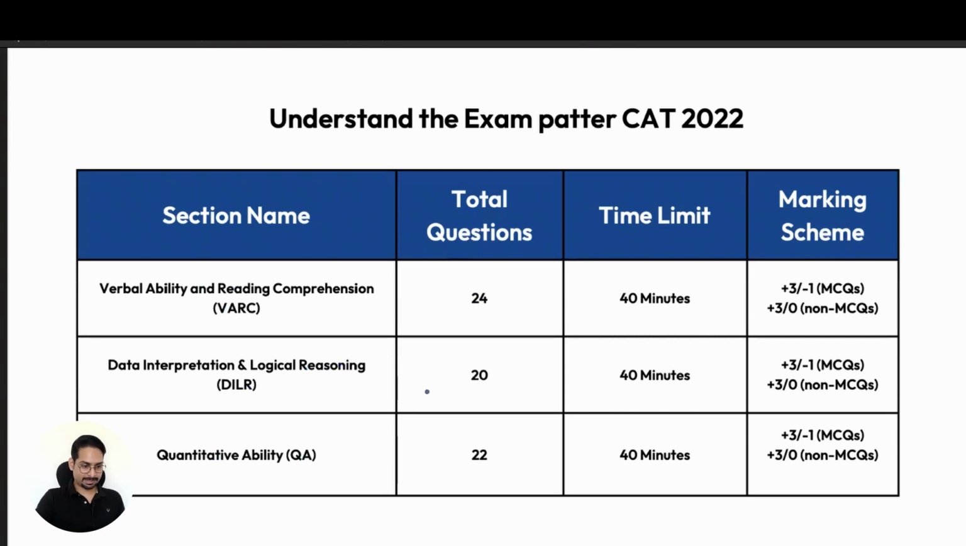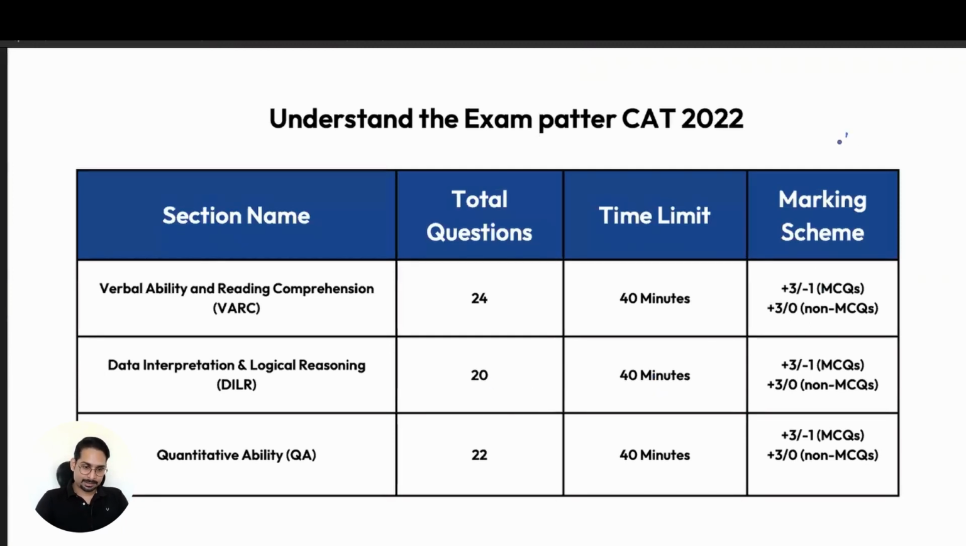You can divide it 10-10, but in the last few years, CAT is playing very smart, and usually people are not able to differentiate which is the LR or DI question. So let's take this section together as a combination of LR and DI questions. LR is logical reasoning, DI is data interpretation. So we have 20 questions of that.